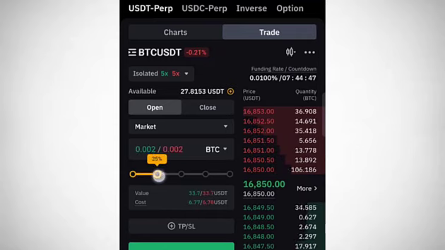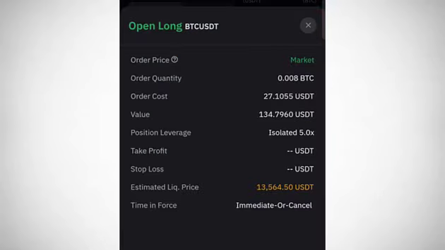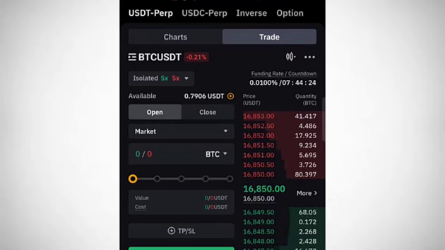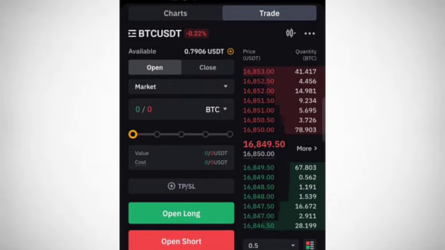If I toggle this percentage bar to select the amount of capital I want to use, then I click on open long. When I click on open long, it gives you this confirmation page again, which we've gone through already. I will click on confirm. When I click on confirm, you can see automatically my order was activated and you can see I have an open position.